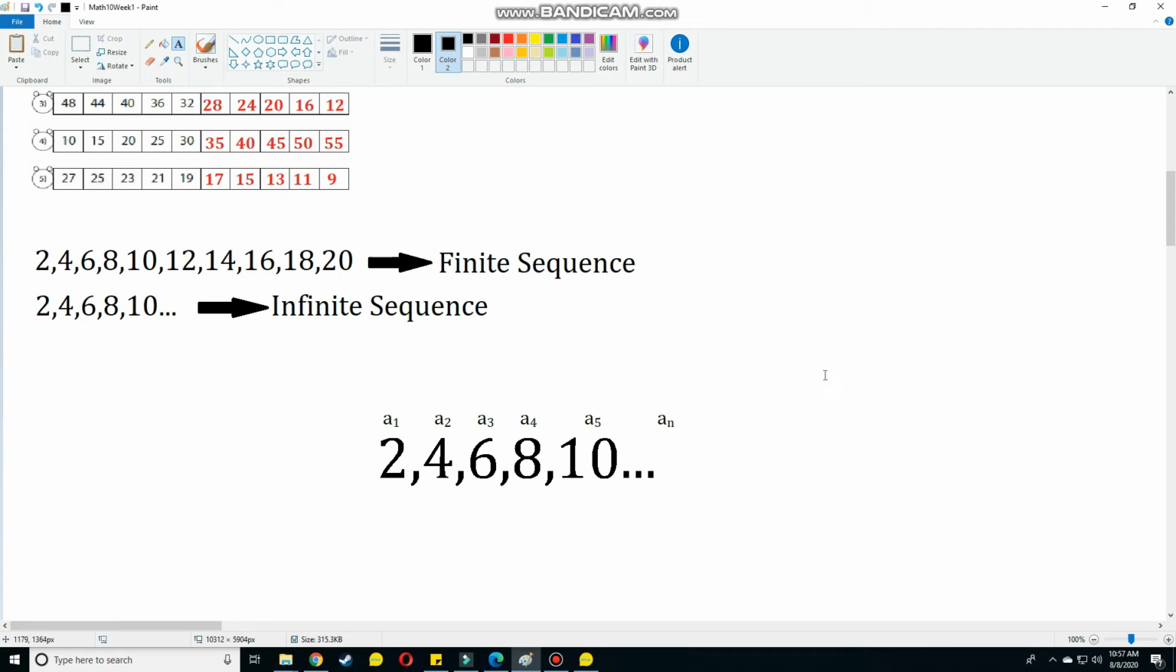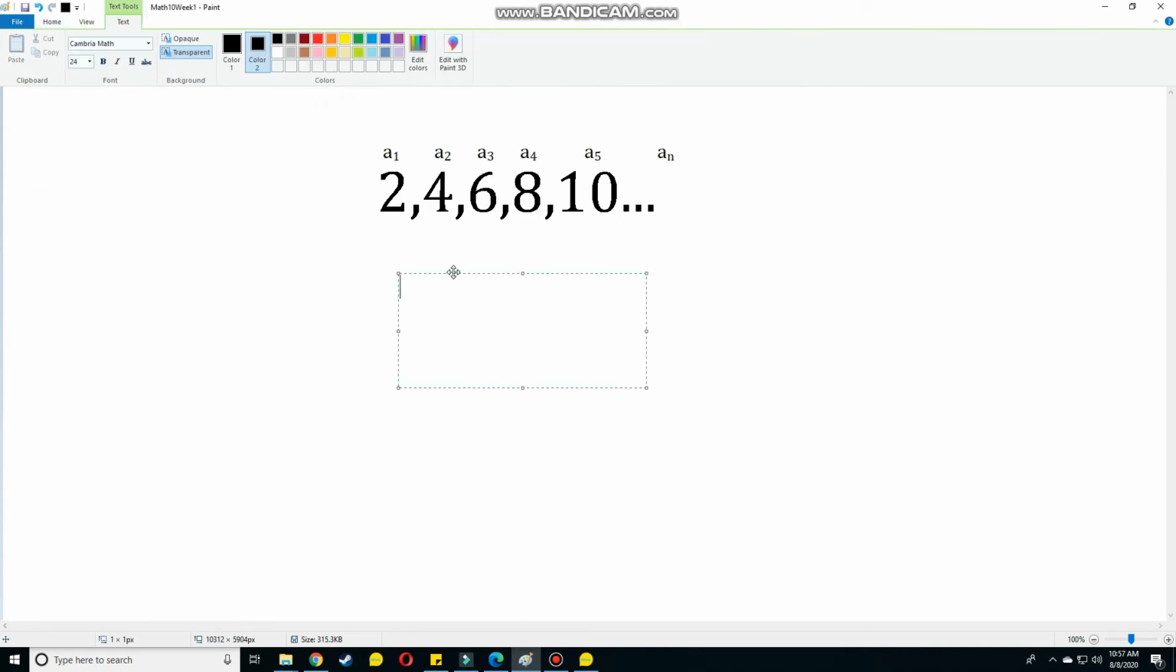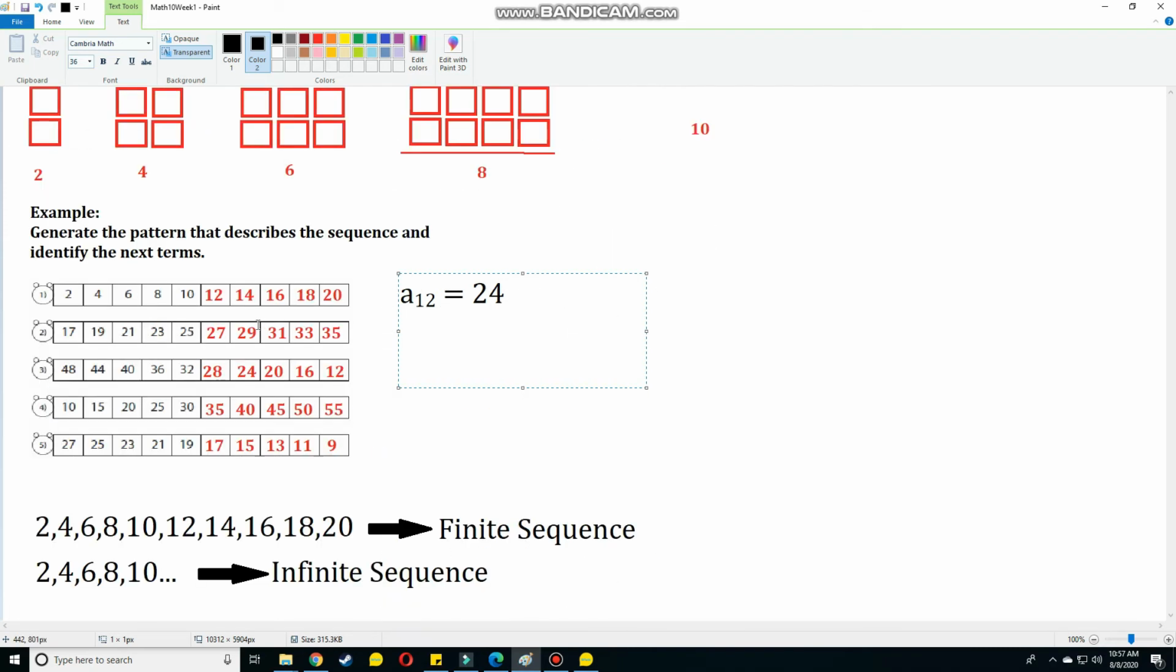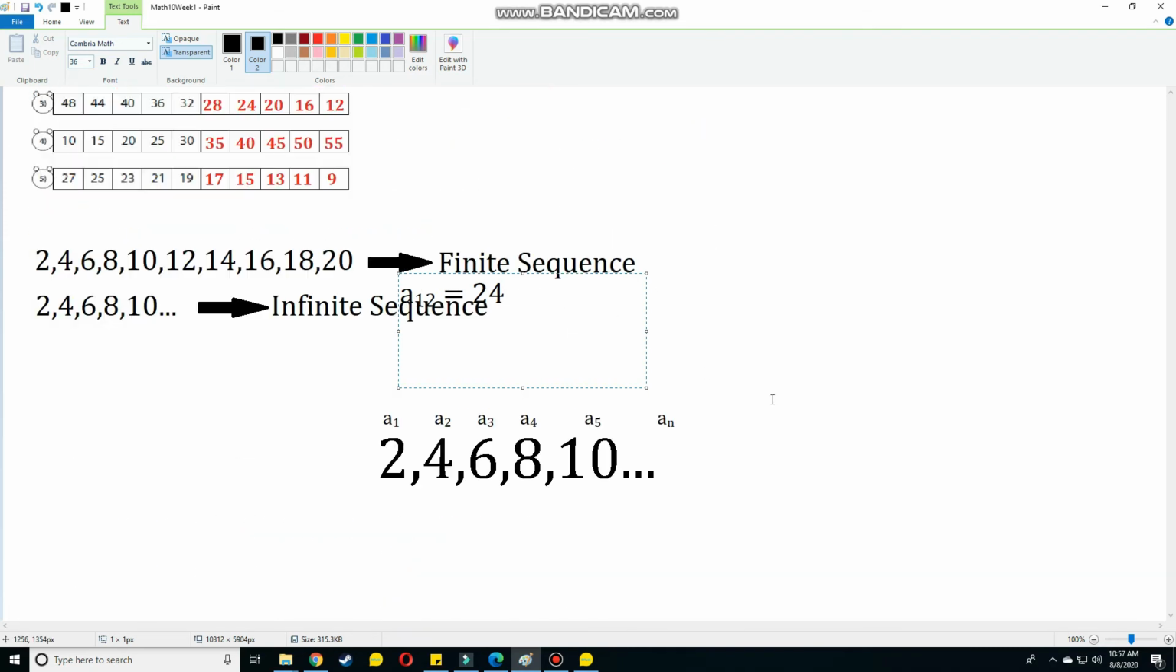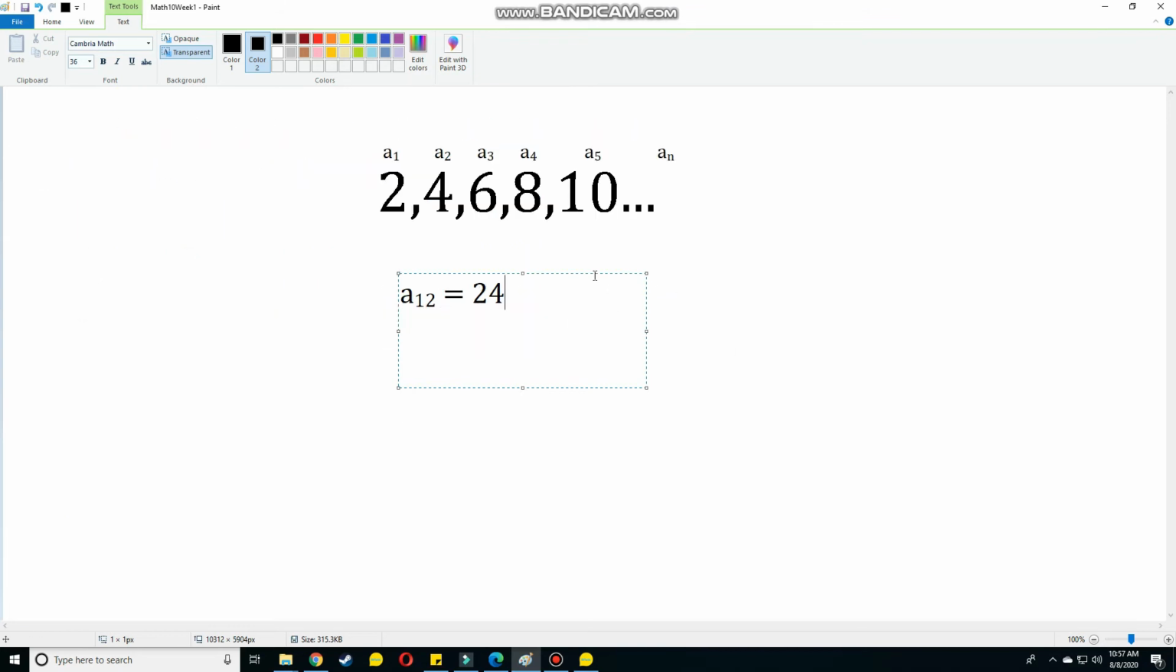For example, let us say you would be asked, what is the 7th term? Or let's say, what is the 12th term? For example, what is the 12th term in this case? So the 12th term would be 24, right? So you could do the manual. You say 10, the 6th would be 12, 14, 16, 18, 20. Just the same with this. Then after 20 would be 22, and the 12th term would be 24.